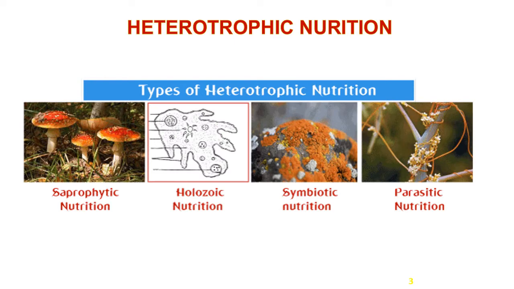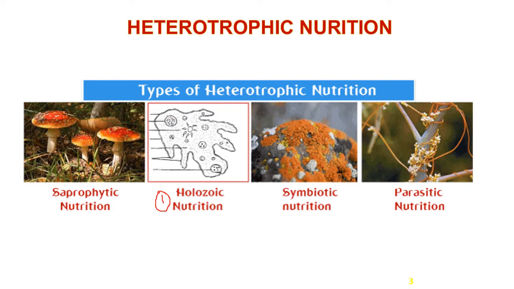Now, to get food, there are four mechanisms, four methods by which this heterotrophic nutrition can work. I mean, these heterotrophs can get food in any one of these four mechanisms. The first one, which is the most popular or most common, is Holozoic nutrition. In Holozoic nutrition, the food is taken in liquid and solid form, and it is broken down by the body to get energy from that broken down food. So this is Holozoic nutrition.